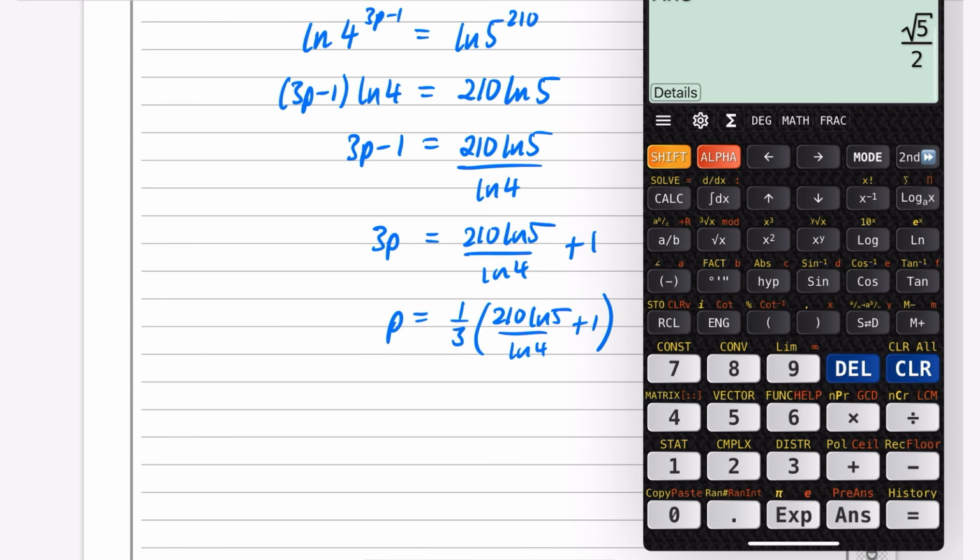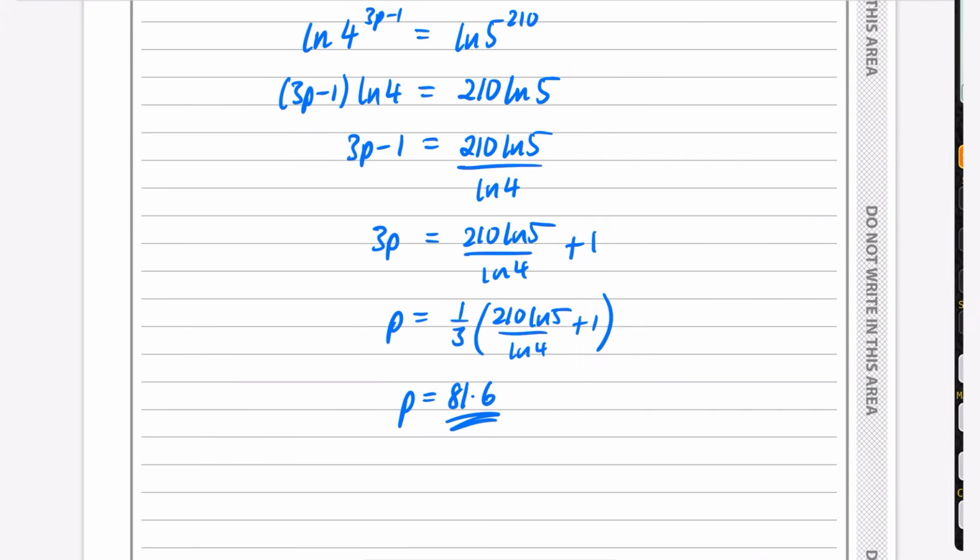Okay, so let's put that on the calculator. We're going to do a third, brackets, 210 ln 5 over ln 4, plus 1. So we get 81.6. So p is equal to 81.6, and that's to 1 decimal place. Don't need to write the 1 decimal place, but we're just going to write that in anyway.